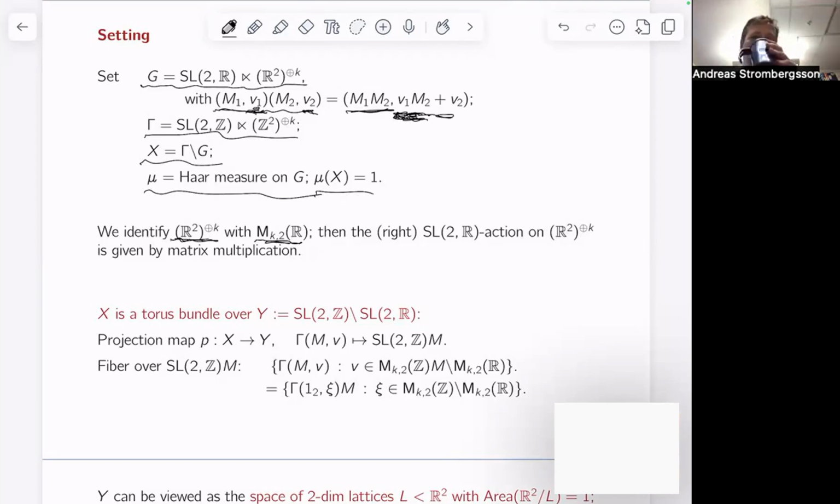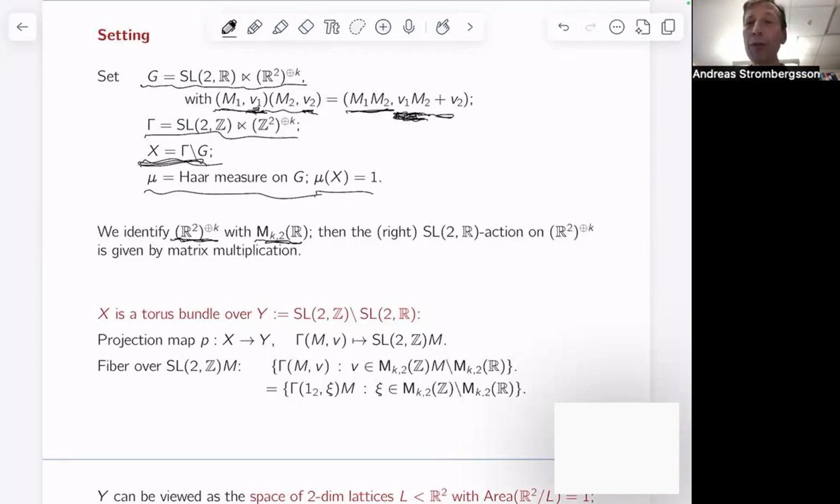And the results that I will talk about are equidistribution results in X, in this 2K plus 3 dimensional manifold. But before I start, I want to say some ways how you can think about X. What kind of space is X?